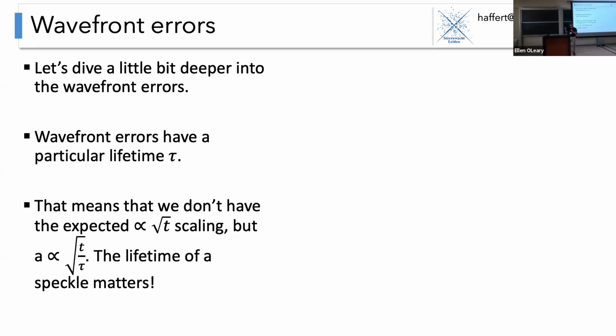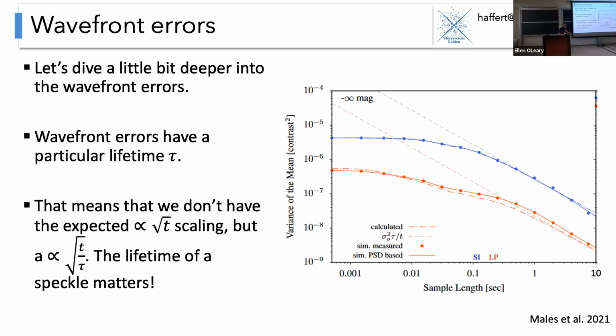So the lifetime of how long a wavefront aberration lives really matters for your detection limits. And also matters for how well you can sense it in the end. So if you look at this and think about how well do my speckles average out and what's the impact on our noise budget, then you get something like this.